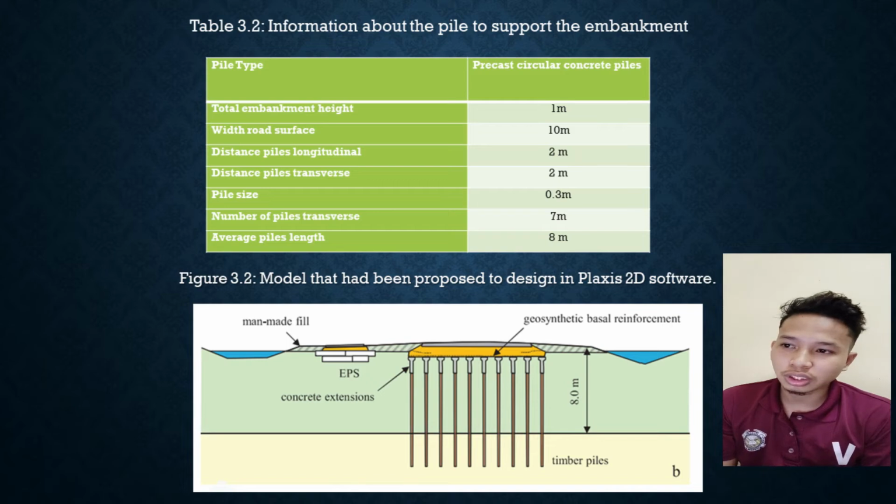10 piles are used to support 10 m wide of the road surface with an embankment height of 1 meter, as mentioned in the figure.